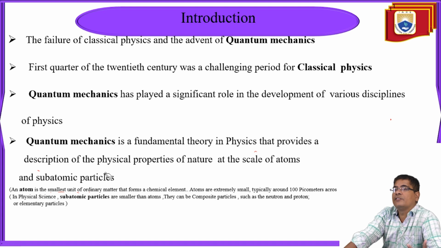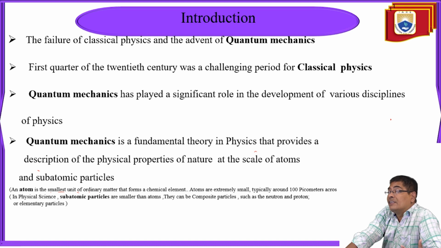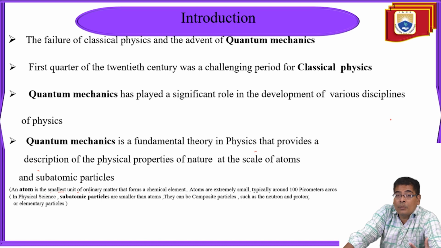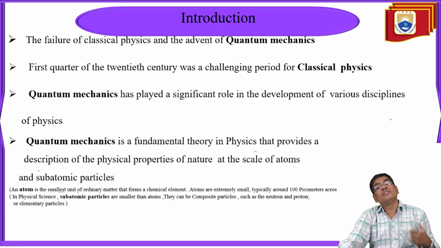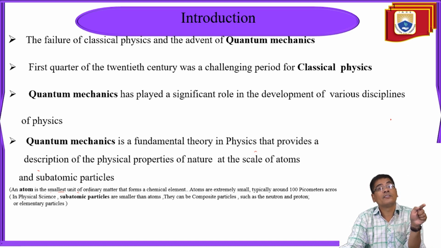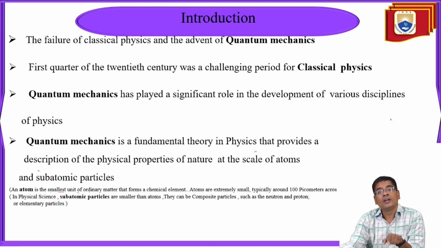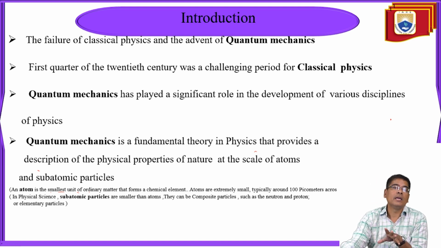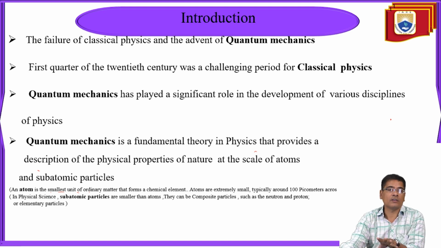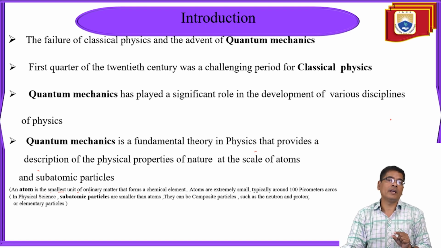we are telling that quantum mechanics is a fundamental theory in physics that provides a description of the physical properties of nature at the scale of atoms and subatomic particles. So when we speak about the scale of atoms, we need to understand what an atom is. An atom is the smallest unit of ordinary matter that forms a chemical element. The dimensions of atoms are approximately 100 picometers across, right?